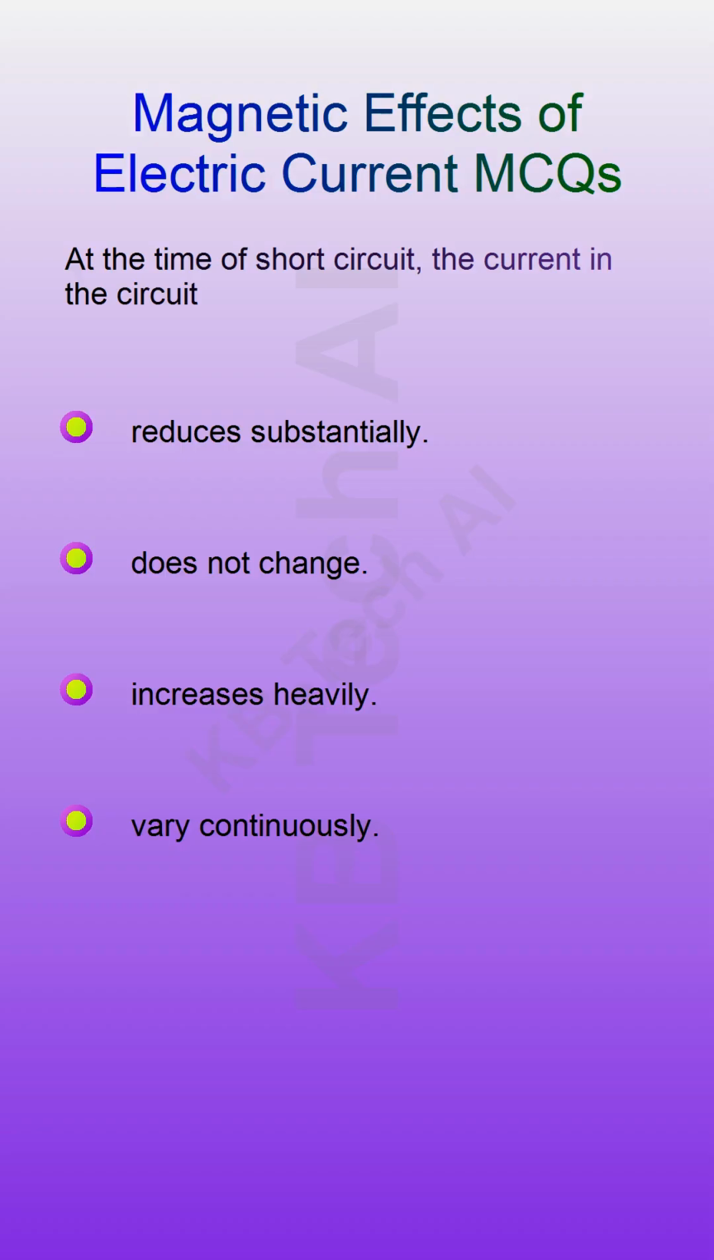At the time of short circuit, the current in the circuit: option 1, reduces substantially. Option 2, does not change. Option 3, increases heavily. Option 4, varies continuously.